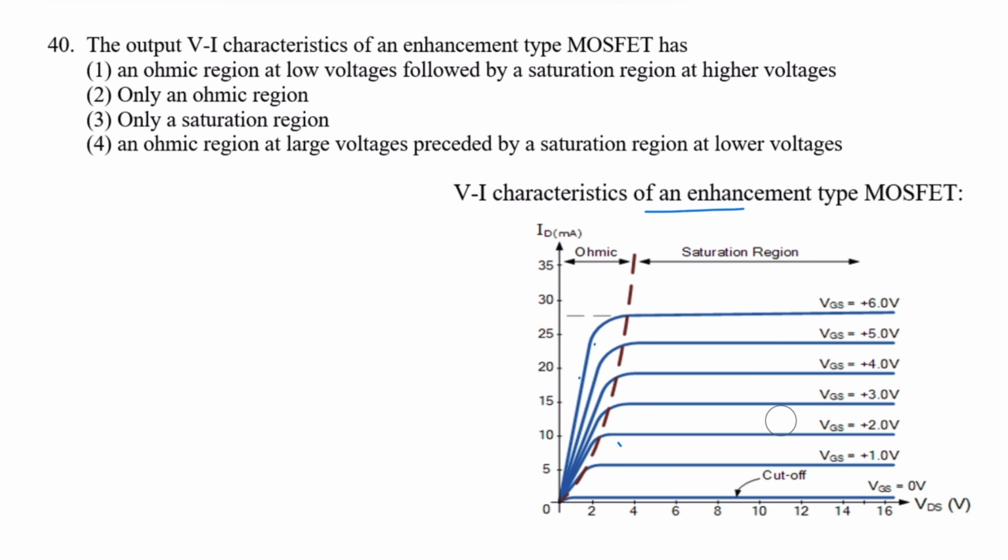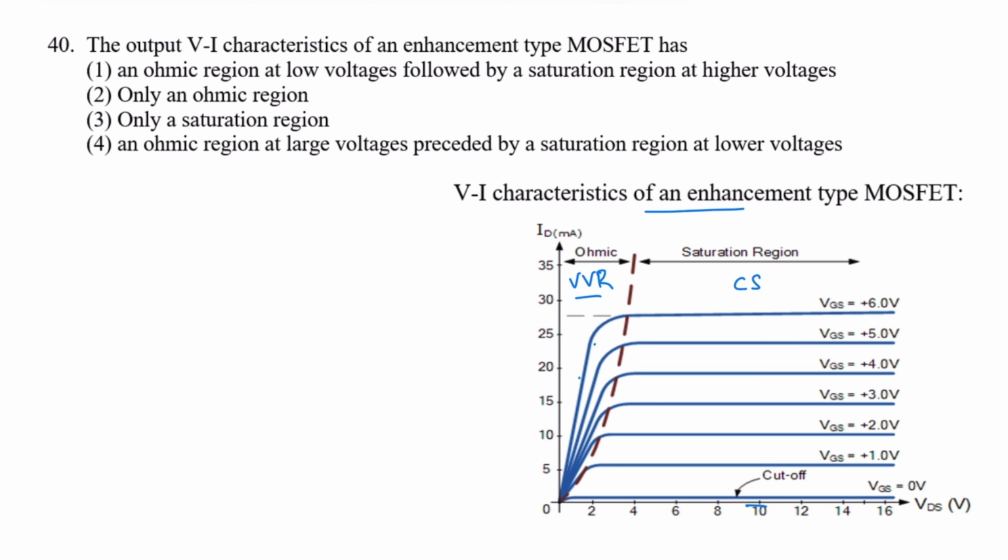Next, a MOSFET acts as a voltage variable resistor in the linear region or ohmic region, and as a constant current source in the saturation region, and it acts like a switch between the linear region and the cutoff region.